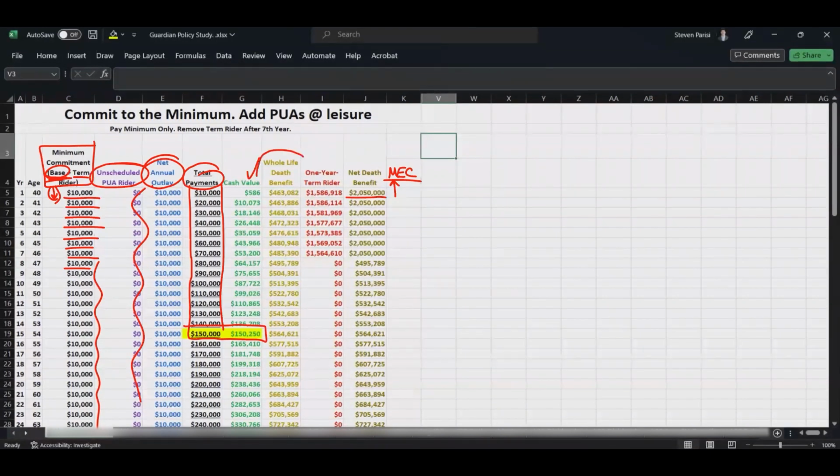So now we've got the whole life death benefit and then also this term insurance rider. The net death benefit is the total death benefit made up of both the whole life benefit and the term rider. So what you'll notice here, as time passes, the whole life death benefit increases, the term rider death benefit decreases, and after the seventh year, we removed it altogether. I'll add that removing that term rider is optional.